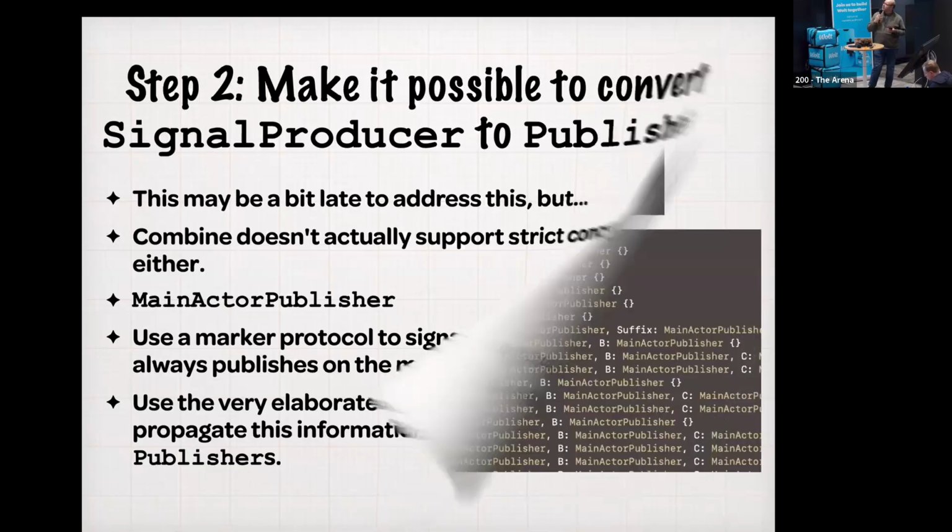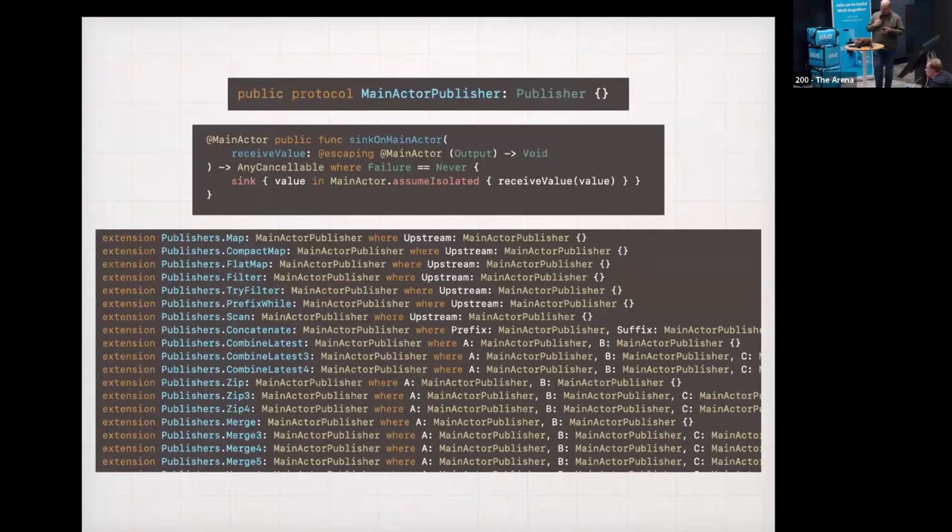So here are a couple of snippets. I can show you how this works. Basically this is just the implementation of this protocol. As you can see, it doesn't add anything. It's just the exact same protocol. It just is a new type. And this is the promise that this will always publish on the main actor.